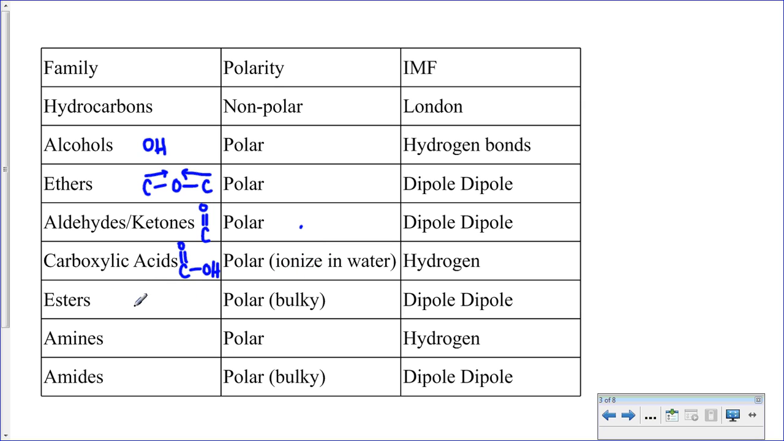For esters, recall that they have this COO group, but they have it in the middle of the chain. So again, we don't have a slightly positive hydrogen that will be available to accommodate hydrogen bonds. These also tend to be quite bulky molecules. So because the polar bits of the molecule are in the middle of the chain, this is going to affect some of their properties. For example, they're not going to be very soluble despite their polarity.